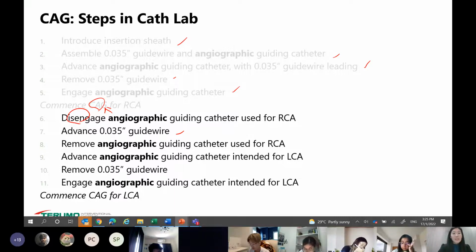Okay, so I will advance this and then remove my angiographic guiding catheter. You realize that I didn't remove my 035 guide wire in this step, because I want to take my left coronary artery image. So I will leave the guide wire there. I just remove my guiding catheter and I insert the next guiding catheter that is intended for my left coronary artery. So I will advance it until it reaches the ascending aorta, remove my 035 guide wire and engage this angiographic guiding catheter for the left coronary artery and commence CAG.